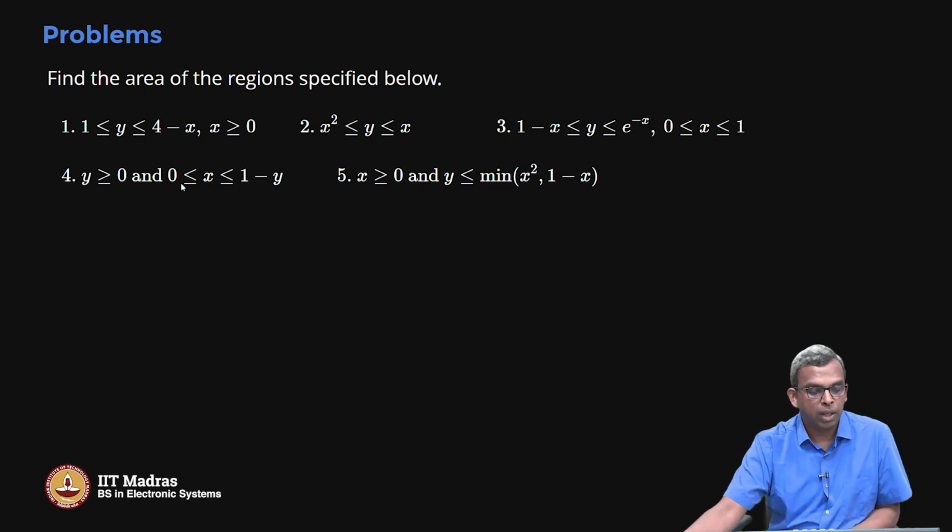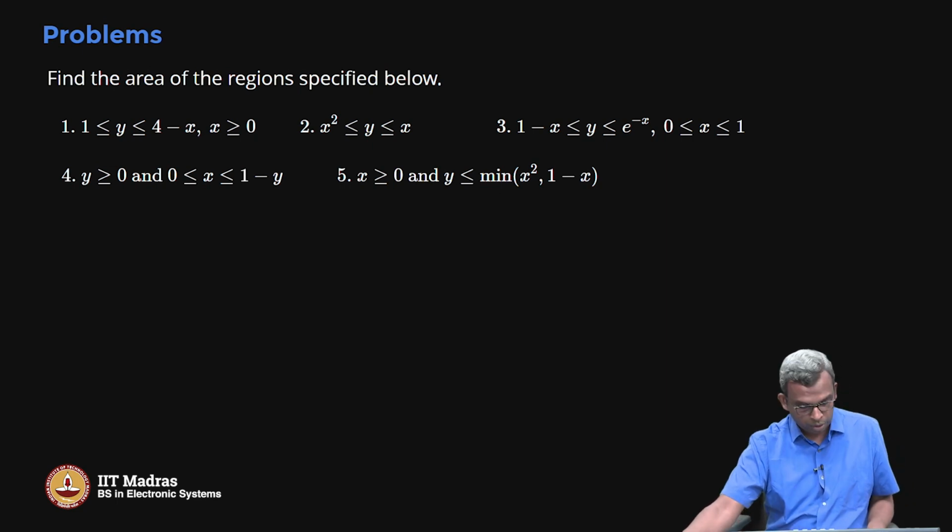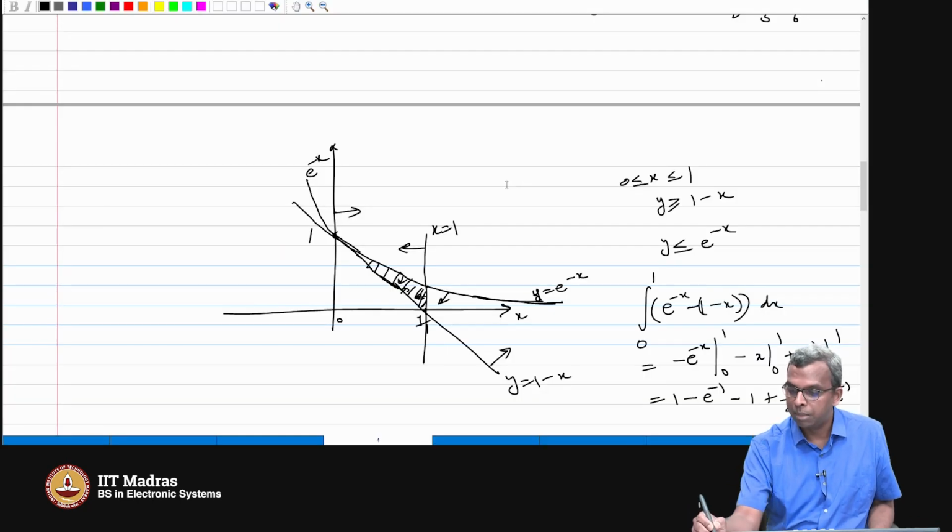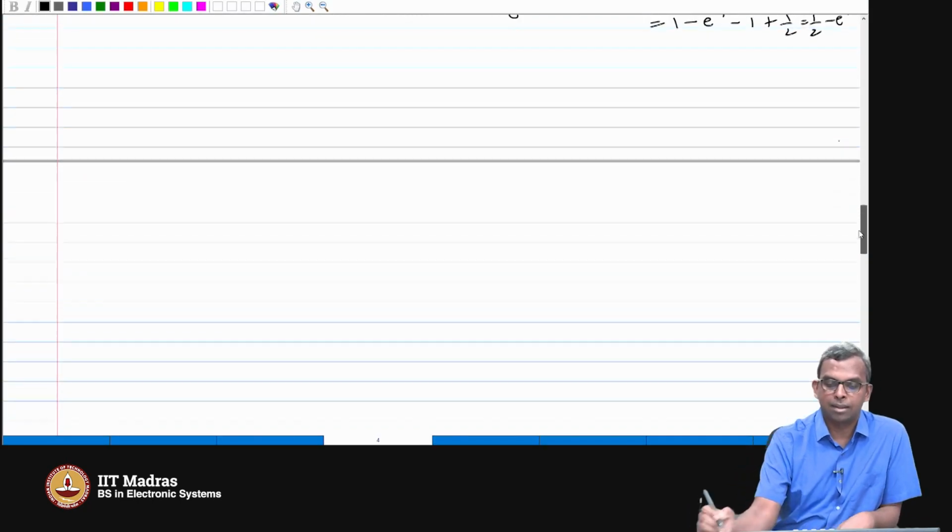Okay. So, here is y greater than or equal to 0 and 0 less than or equal to x less than or equal to y. So, these two I will leave as an exercise. There is a min here. So, min means how do you deal with min? So, fifth alone I will talk about. How do you deal with min? Min is actually very easy to deal with. Min or max is very easy.